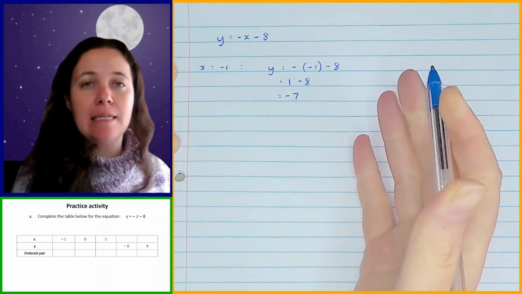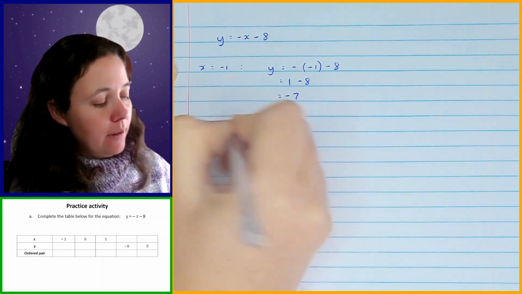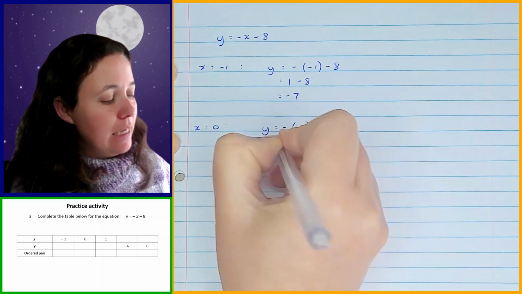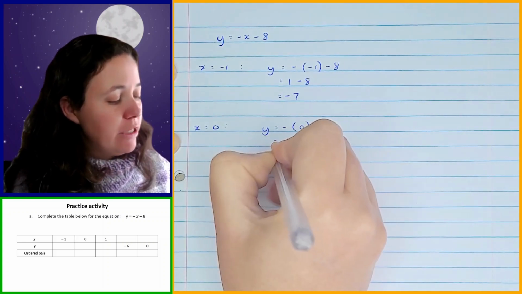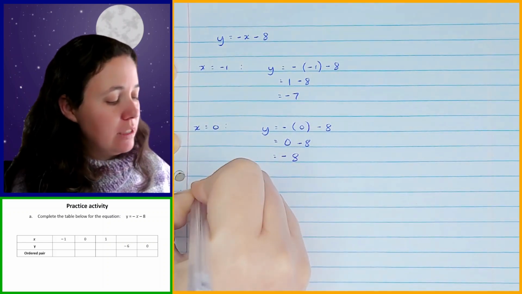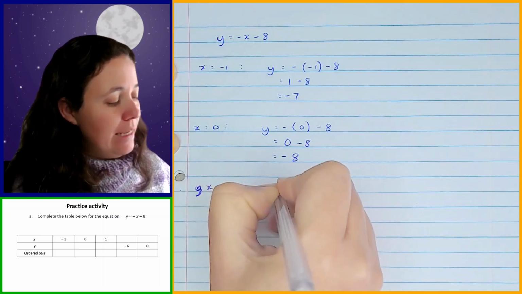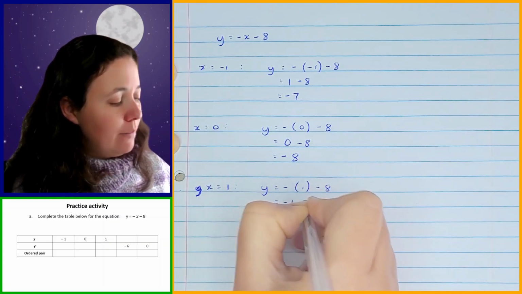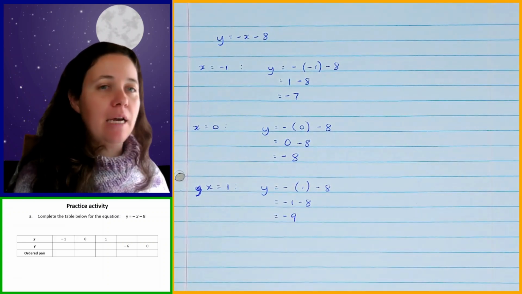I'm going to fill all these things in the table once I'm done with all the calculations. The next one, x is 0. So here I've got y equal to negative, and then in brackets 0 minus 8. Now, negative 0 is the same as just 0, so I'm just going to have 0 minus 8, which gives me negative 8. So if x is 0, then y is negative 8. The next one we've got is x equals 1. So then I've got y equal to negative, and then in brackets 1 minus 8. So that's negative 1 minus 8, which gives me negative 9. So if x is 1, then y is going to be negative 9.